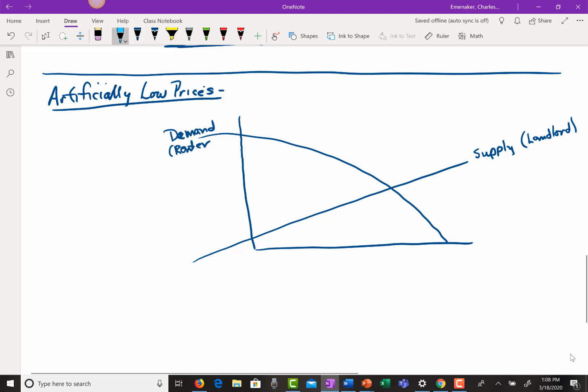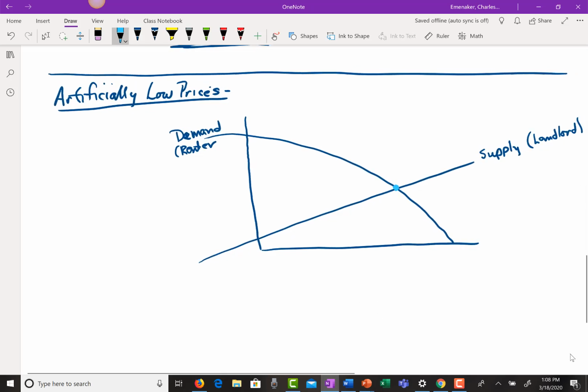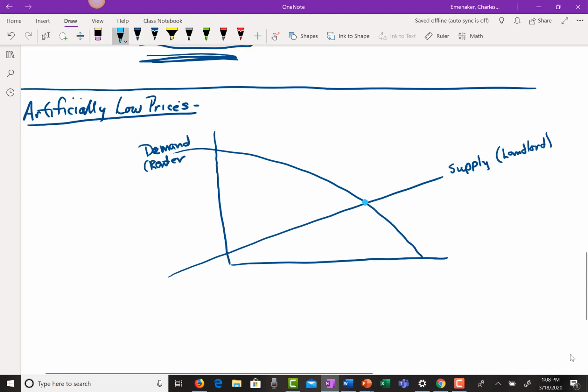If things were allowed to run and just settle in where they would, we would have an equilibrium price like this. This would be Q star. This would be the number of apartments available. And P star would be the price to rent one of those apartments.